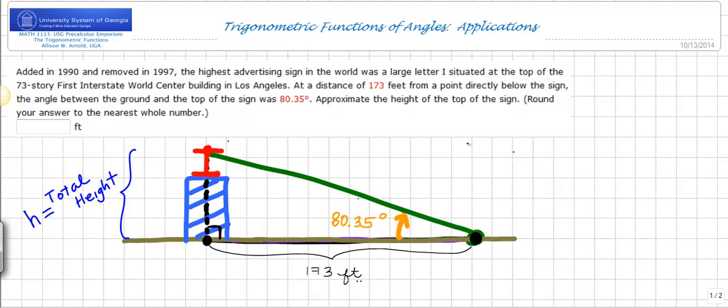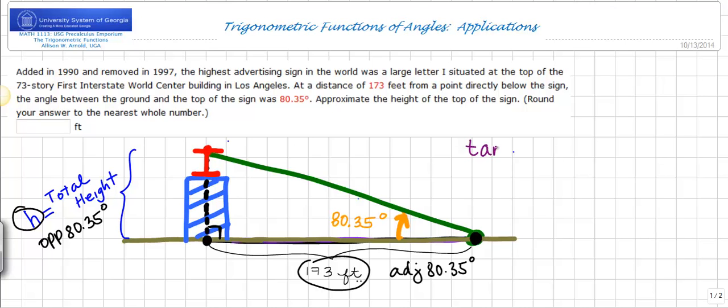And we have the side we want, which is opposite 80.35 degrees, and the side that we're given, which is adjacent to 80.35 degrees, and that's a perfect scenario for either tangent or cotangent, so you may take your pick.